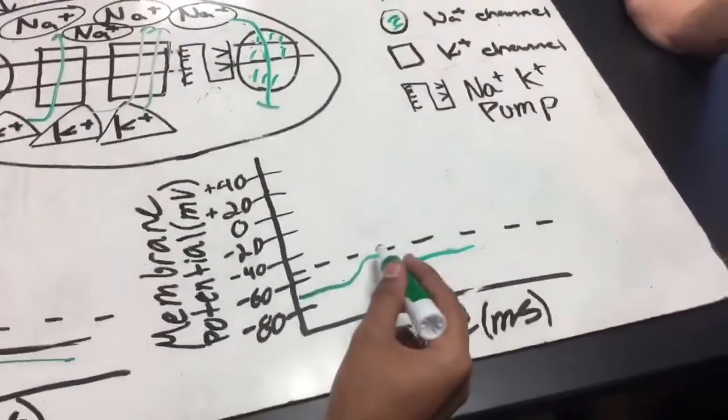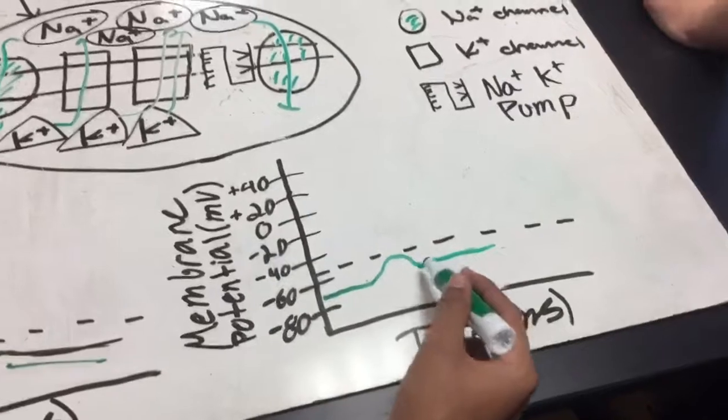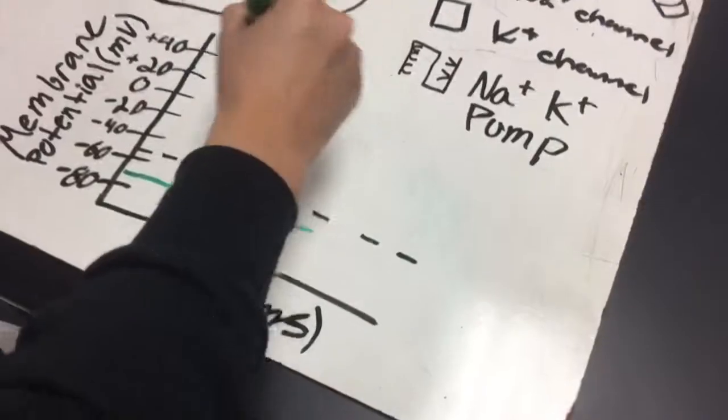And then over here, we have a graph where it doesn't reach the threshold, so the action potential isn't reached, which causes it to go back into resting state.